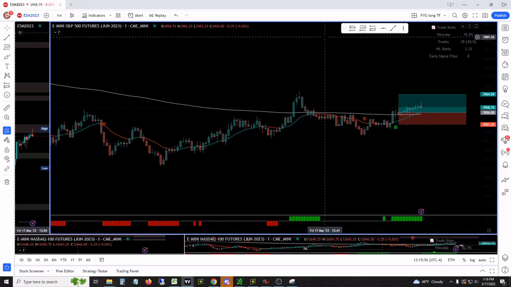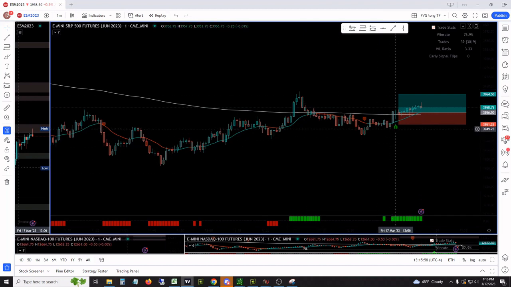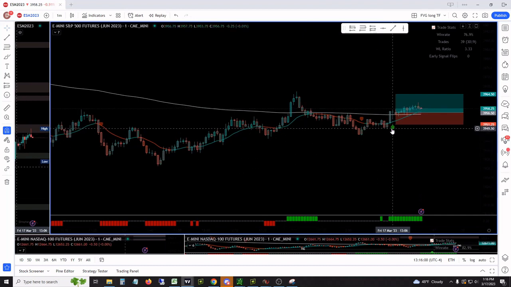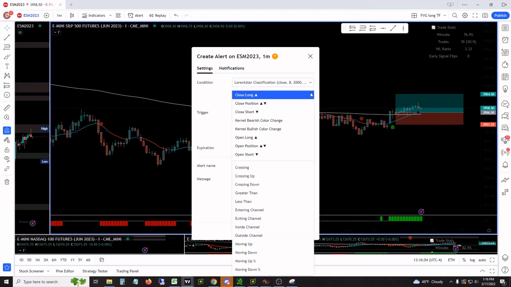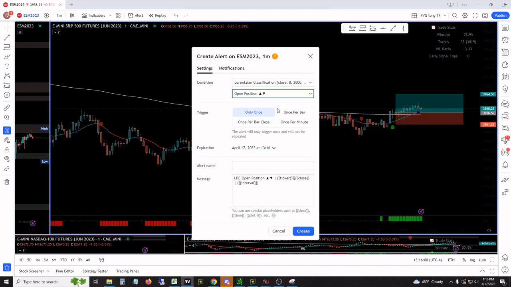All right. So you right-click on any of these arrows, add alert, and then I change this to open position. That way it's short or long. And I do once per bar, and then hit create. I've already created it, so I'm not going to do it again.